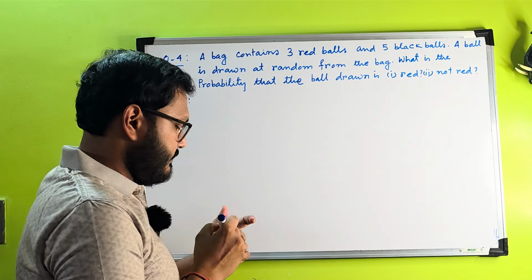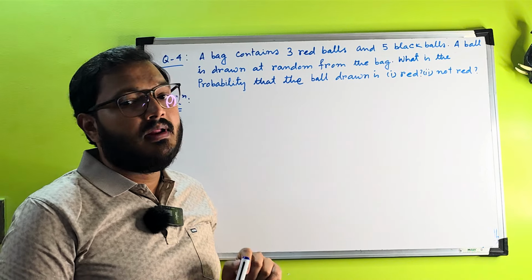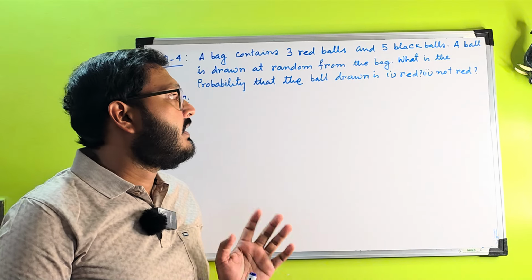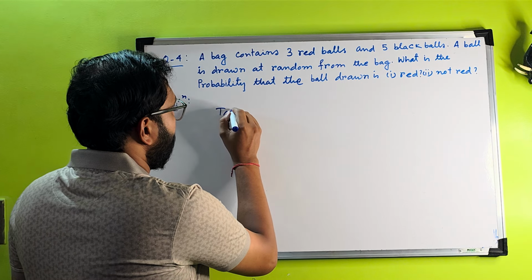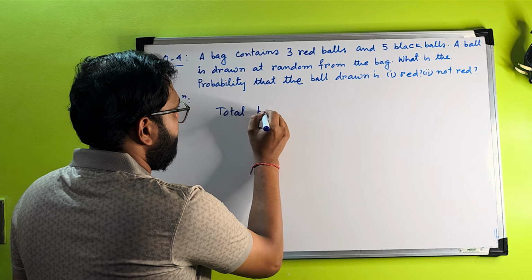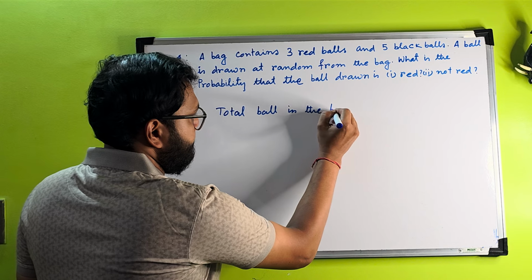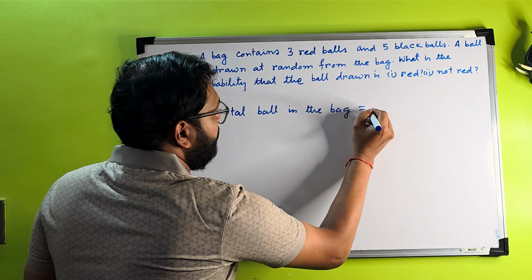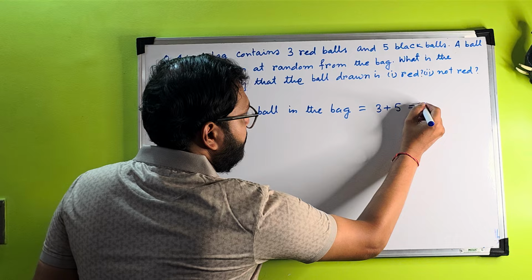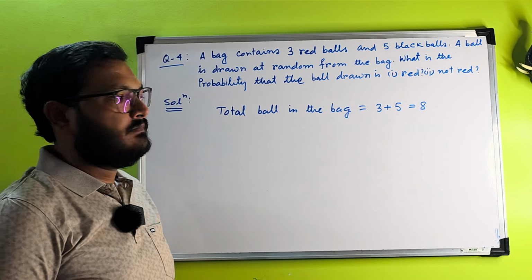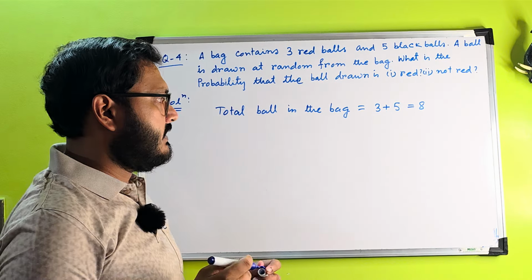Look at here in this bag. How many red balls? 3 red balls. And how many black balls? 5 black balls. So you will write total balls in the bag equal to 3 plus 5 equal to 8. Now, what is the question? How many red balls are there?